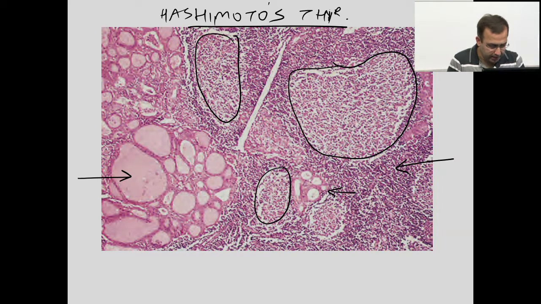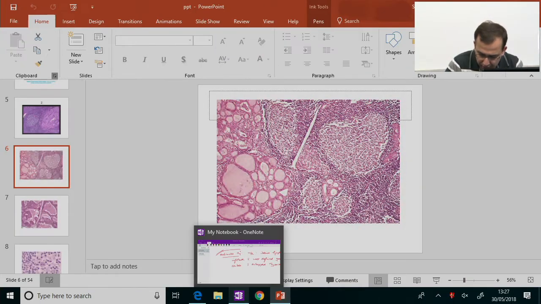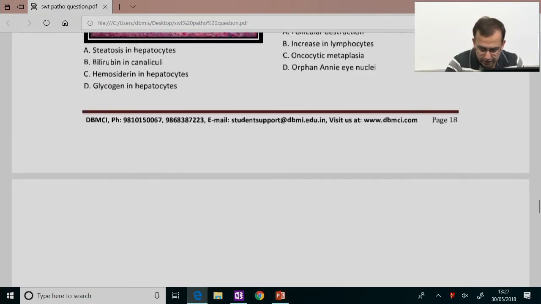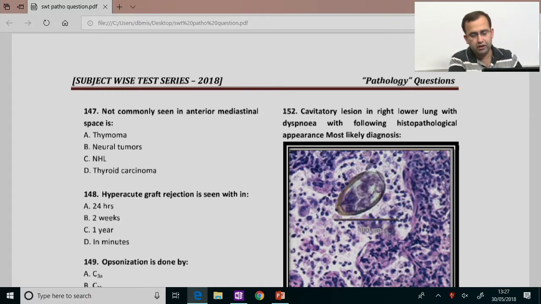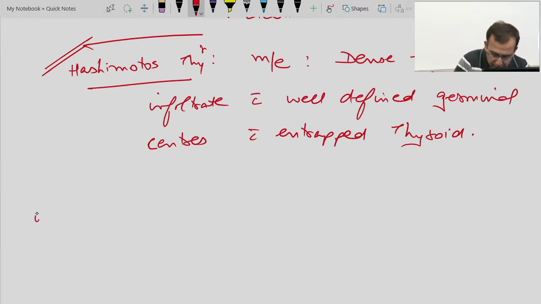Done. Next, this gets us to question 147. Not commonly seen in anterior mediastinum are the neural tumors. Answer is P. Question 147: not seen in anterior mediastinum are the neural tumors.